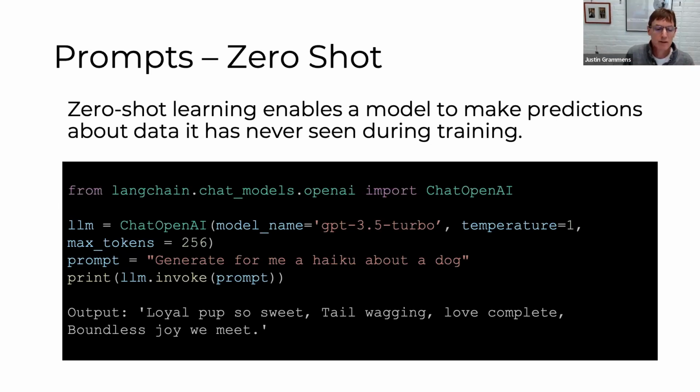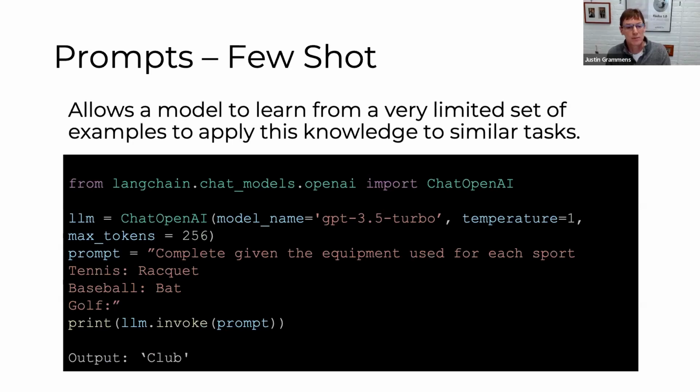and then you just call LLM invoke, right? And so this is a particular case, talking about zero shot. It hasn't actually seen an example of this before. I'm giving it the first time, say, generate for me a haiku about a dog, and it went ahead and, with no shots or no prompting ahead of time or no examples, it went ahead and said, loyal pup so sweet, tail wagging, love complete, boundless joy we meet. So really just a very simple example of how you call and use an existing prompt.